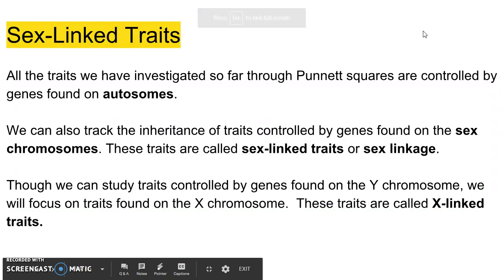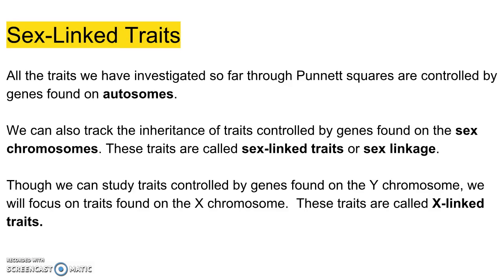So thus far, all of the traits that we've looked at are controlled by genes that are found on autosomes, which remember are non-sex chromosomes. But we can also track the inheritance of traits that are found on the sex chromosomes. We call those sex-linked traits, and we could describe that pattern of inheritance as sex linkage. Now, we can look at traits that are controlled by genes found on the Y chromosome, but for the purposes of this class, we're going to look at traits found on the X chromosome, which are called X-linked traits.